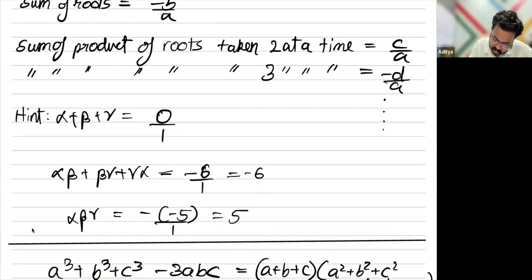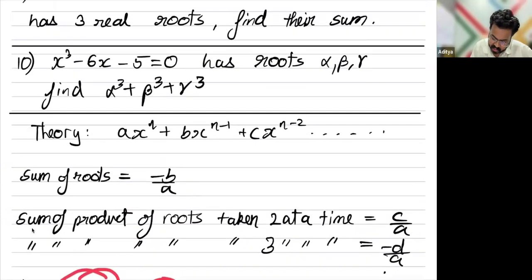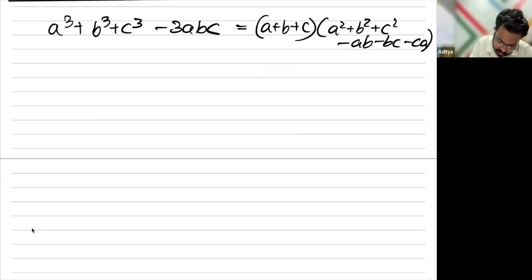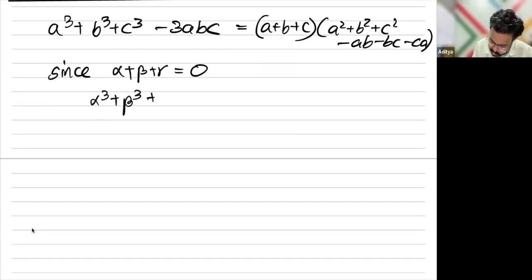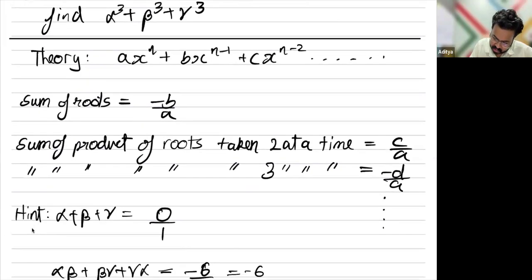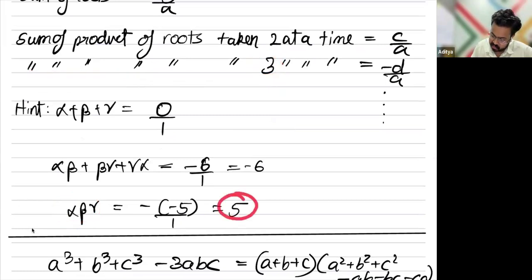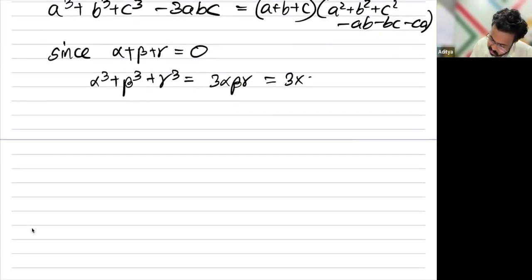And coincidentally, in this question, the sum of the roots is 0 because the x square coefficient is non-existent. So directly, you don't need to do any more effort. You can directly write, since alpha plus beta plus gamma equal to 0, alpha cube plus beta cube plus gamma cube is equal to 3 alpha beta gamma. And this is already known from Vieta's identities, that the product of roots taken 3 at a time, alpha beta gamma, is minus of minus 5, which is 5. So you're left with 3 times 5, which is 15. And this will be your answer.